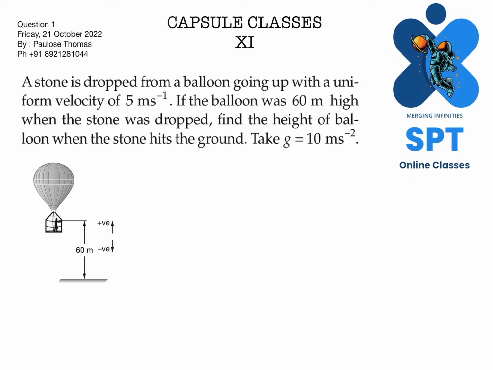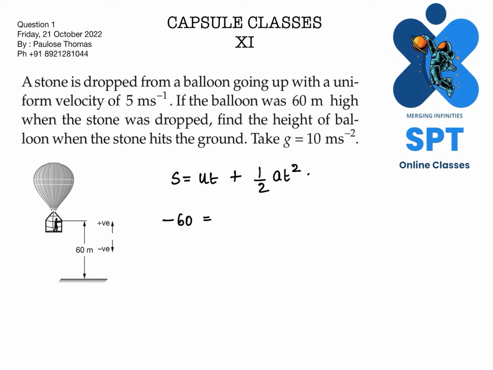The equation that we are going to take to calculate the time taken for the stone to hit the ground is S equal to ut plus half at square. The distance that the stone will travel will be definitely 60 meters because you are dropping that stone from a height of 60 meters. Since the downward motion is negative, you should substitute minus 60. The initial velocity that you need to substitute is 5 meters per second.